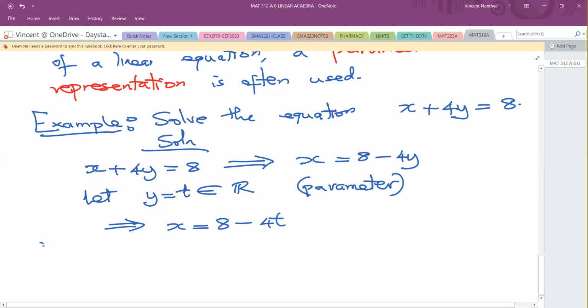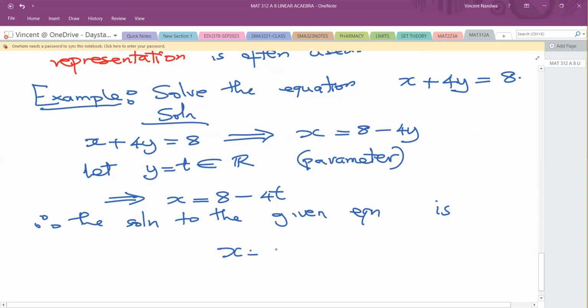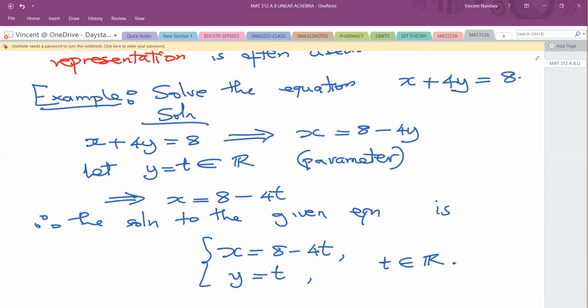So therefore, the solution to the given equation is x equals 8 minus 4t, y equals t, and then you say t is a real number. So this structure is what we call the parametric representation of the solution set to the system of linear equation given, or to the linear equation given.